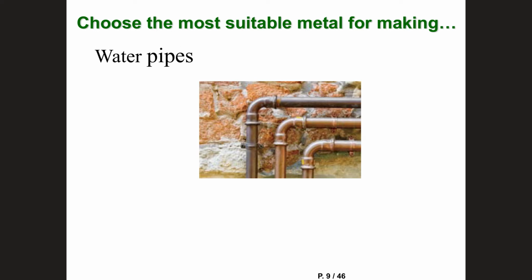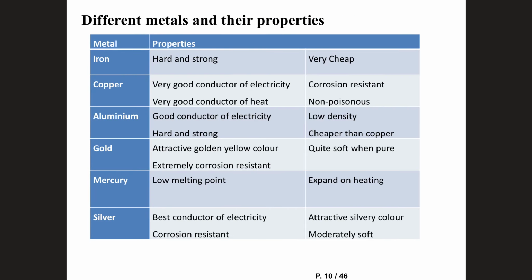How about water pipe? Which metal would you choose? Would you choose iron, copper, or aluminium? Due to the presence of water, the metal chosen to make water pipe should be corrosion resistant. Therefore, copper would be a good choice. Besides that, copper is also a non-poisonous metal. Therefore, it will not make the drinking water poisonous.